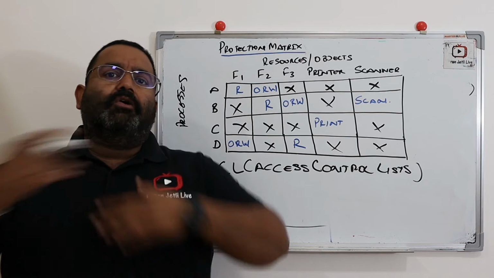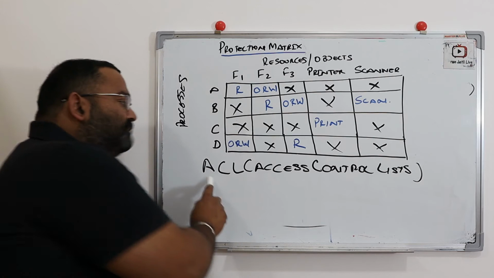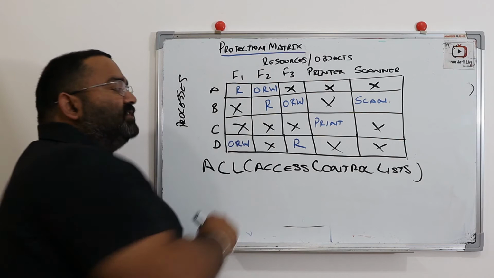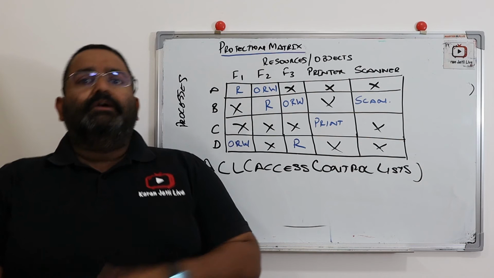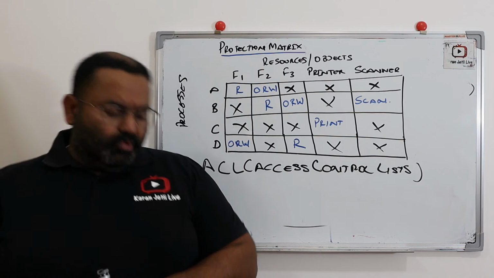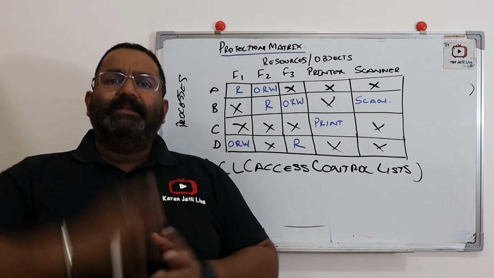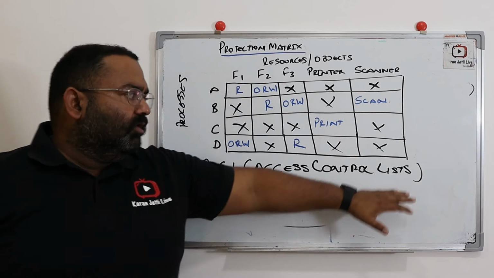So then what comes here is something called ACL. To save this space, we convert this protection matrix into something called an ACL. What is ACL? It is an access control list. It is a dynamic data structure. Basically, it is a linked list. All of you know what a linked list is. A linked list is a collection of nodes, where one part of the node stores the information, and the next part of the node points to the next node. So when we need more nodes, we keep on adding to it. So we call it a linked list.